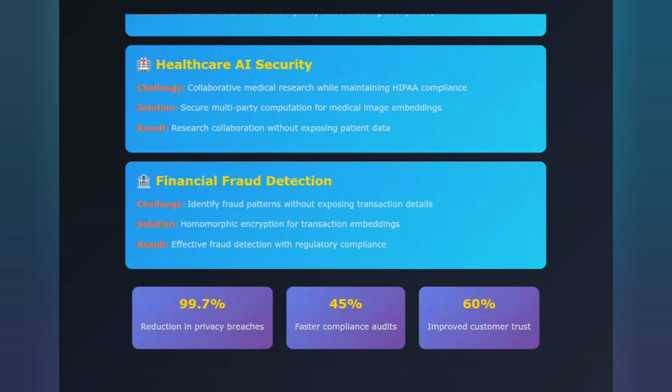A bank uses homomorphic encryption for transaction embeddings in their fraud detection system. They can identify fraudulent patterns without exposing individual transaction details, meeting regulatory requirements while maintaining security. The results speak for themselves: 99.7% reduction in privacy breaches, 45% faster compliance audits, 60% improved customer trust scores, and zero data reconstruction attacks since implementation.